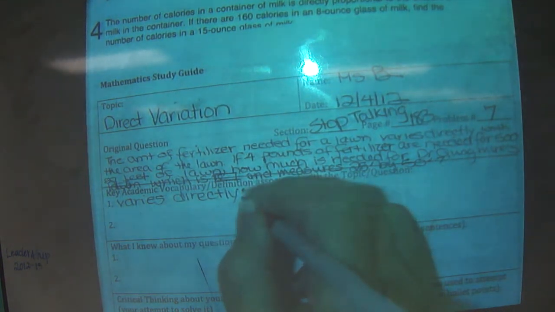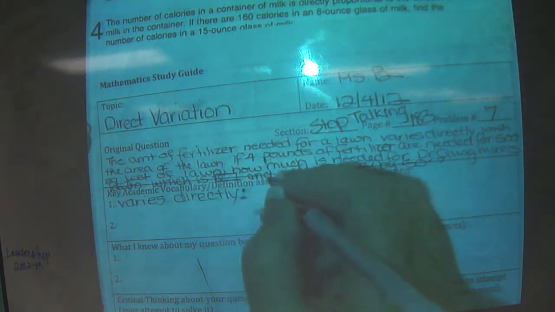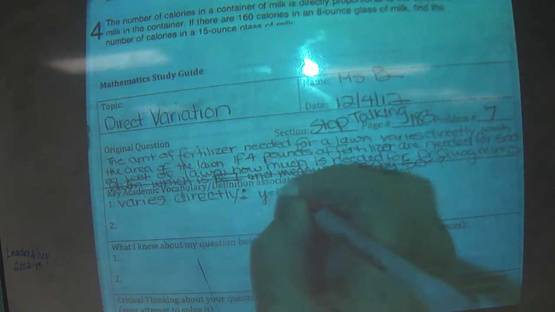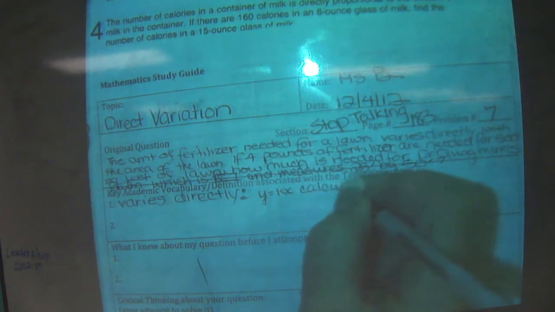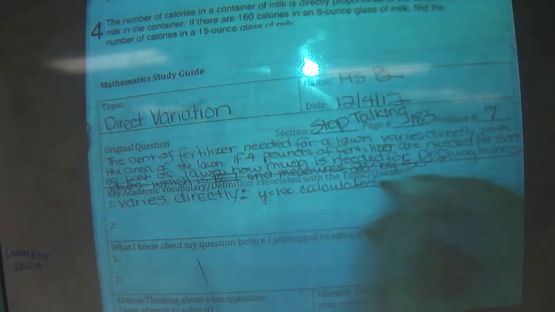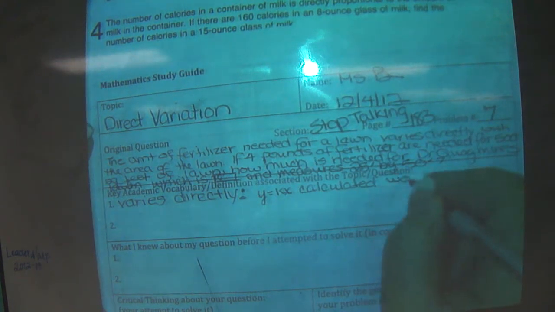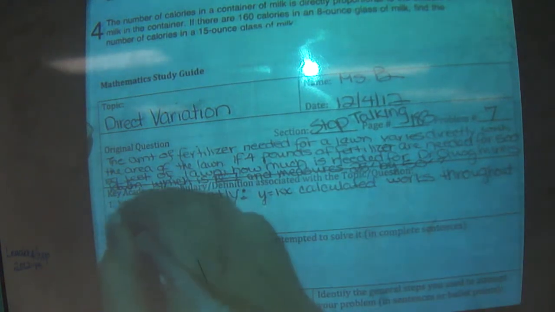So how do we put that in math language? Or not math language? In human language, so you can remember it. What does varies directly mean? If we calculate it for one, it works for the other. It works on both sides. We know it's y equals kx, calculated, works throughout the problem.